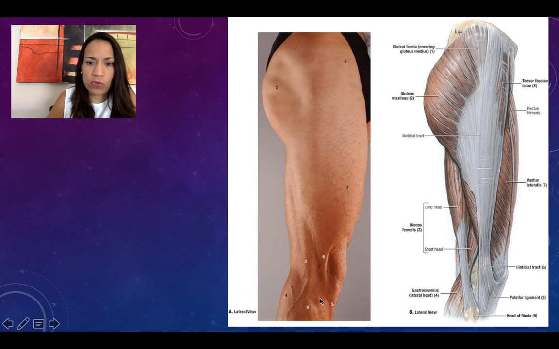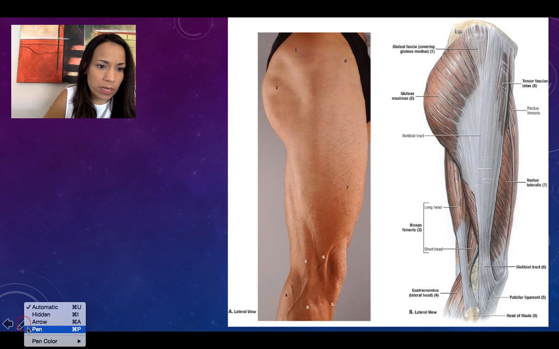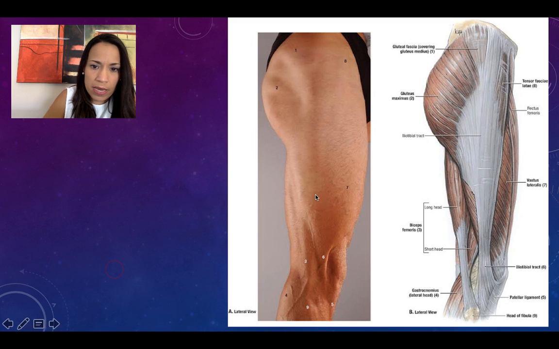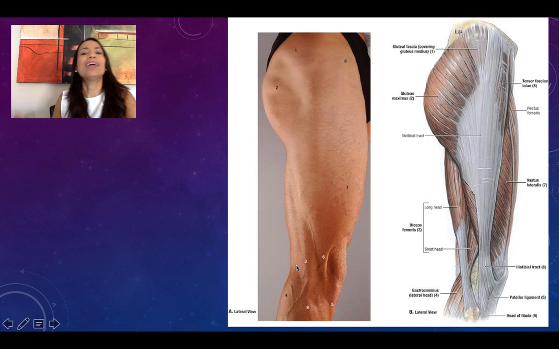Let me go back so you can see the structures without all my scribbles, okay? So the tendon, long head, short head of biceps femoris, iliotibial tract, gluteus maximus. This is just your vastus lateralis. This is the insertion of the iliotibial tract. Look at the patellar ligament, okay? And this is the head of the fibula. This is gastrocnemius. That's it.